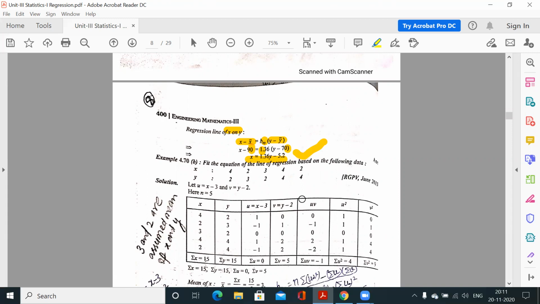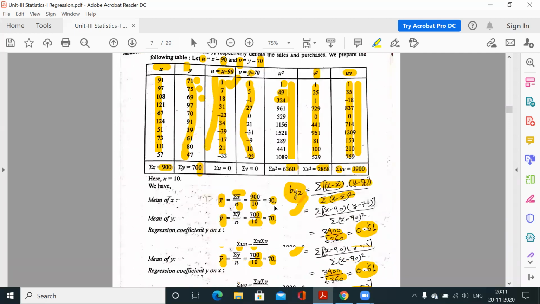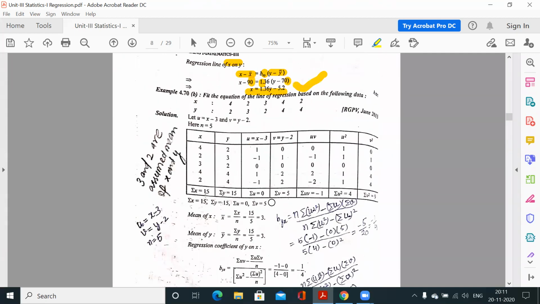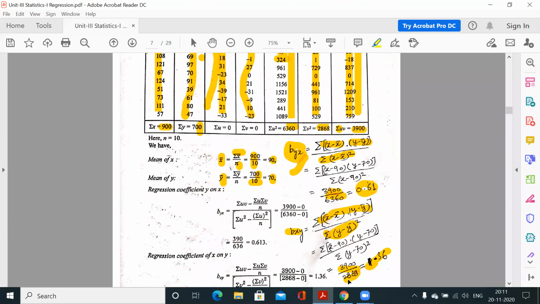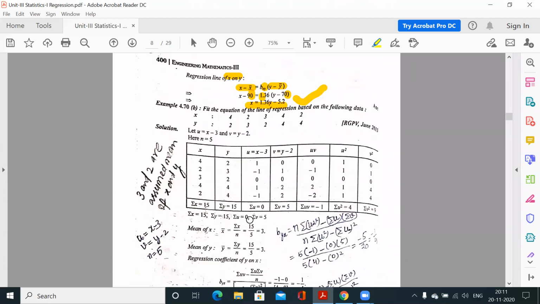So this is a very simple question, only you have to use the calculator. The calculations are there. This was using the first type of formula, using the actual mean. Now we will solve one question using the assumed mean, that is the formula in terms of u and v.